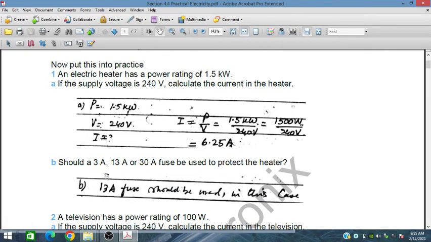Should a 3 ampere or 13 ampere or 30 ampere fuse be used to protect the heater? Since the current is 6.25, the next fuse of 13 ampere is sufficient to use. So the 13 ampere fuse should be used in this case.